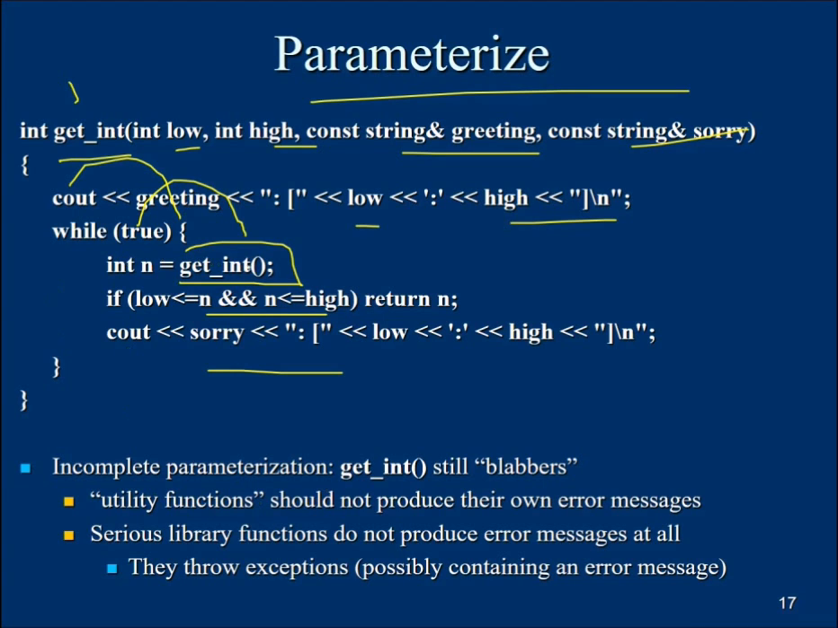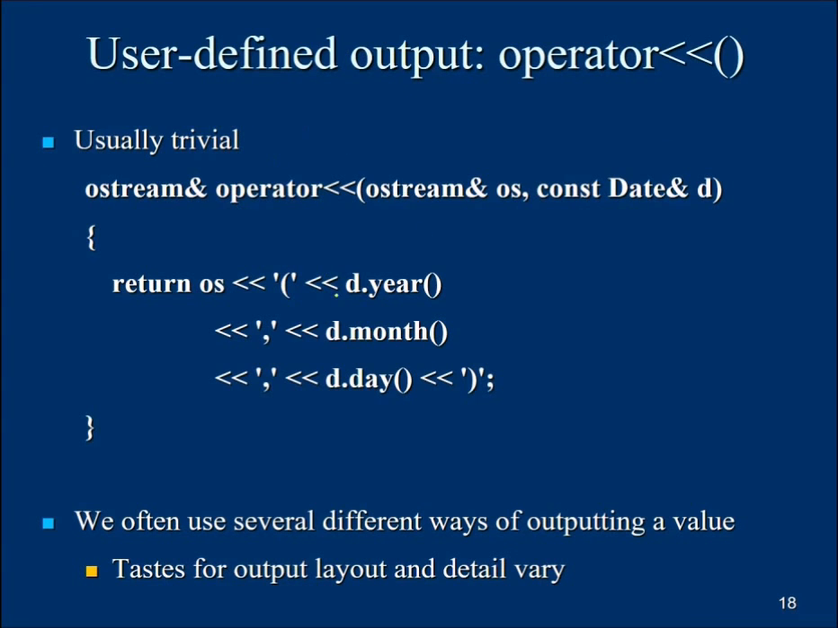Why? This get int still blabbers, that is, a utility function should not produce its own error messages. Why is it producing these error messages? That is why it is blabbering. So serious library functions do not produce error messages at all. They actually throw exceptions. Please understand this, this is very important. They throw exceptions, possibly containing an error message.